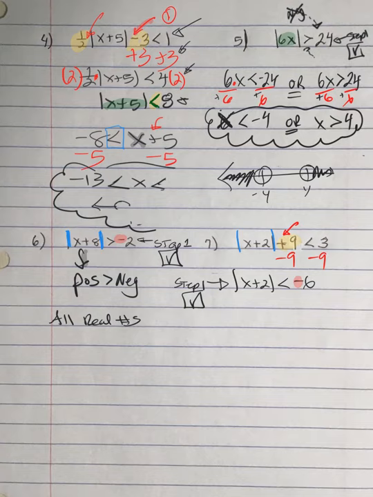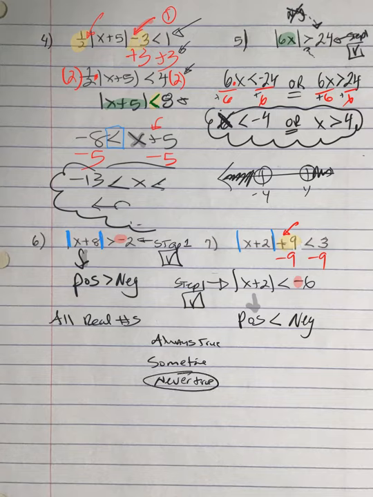So once again, we're going to use sign analysis. The absolute value is always going to be positive, and you have a less than a negative number on the other side. Is a positive number less than a negative number? Is that always true? Sometimes? Or never true? Isn't that never true? That's never true. That's false, right? That's never true.